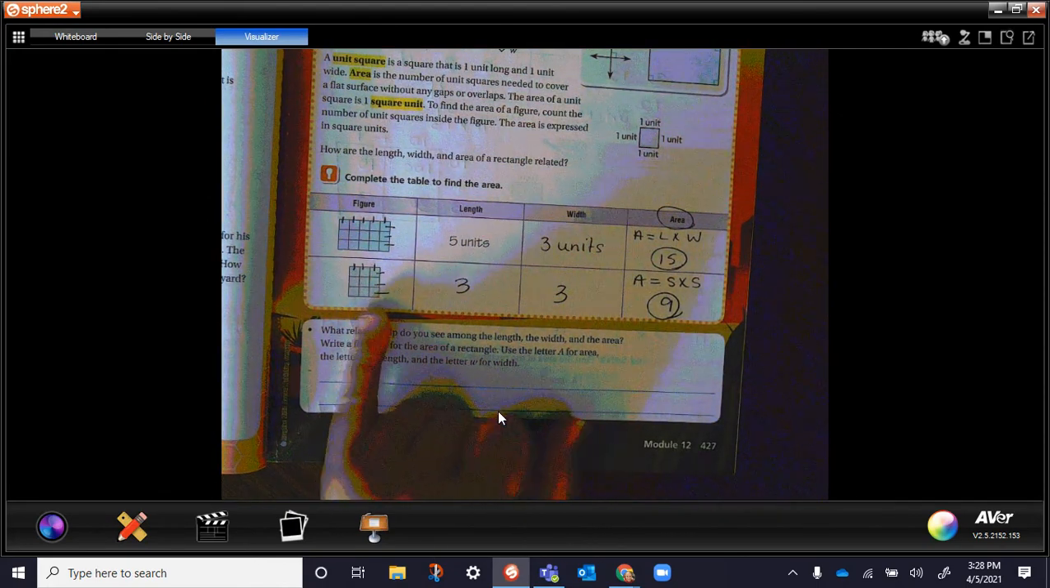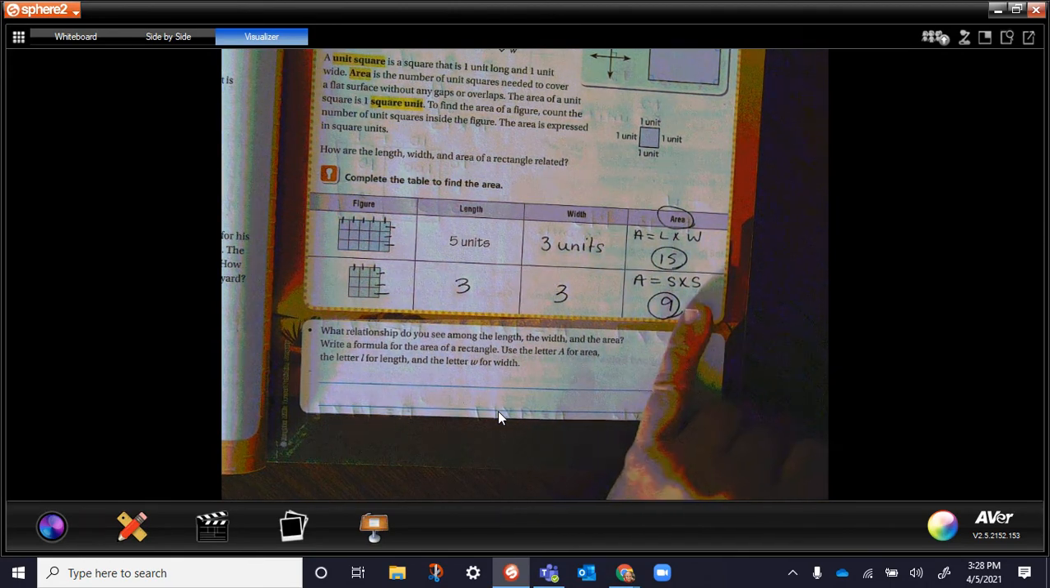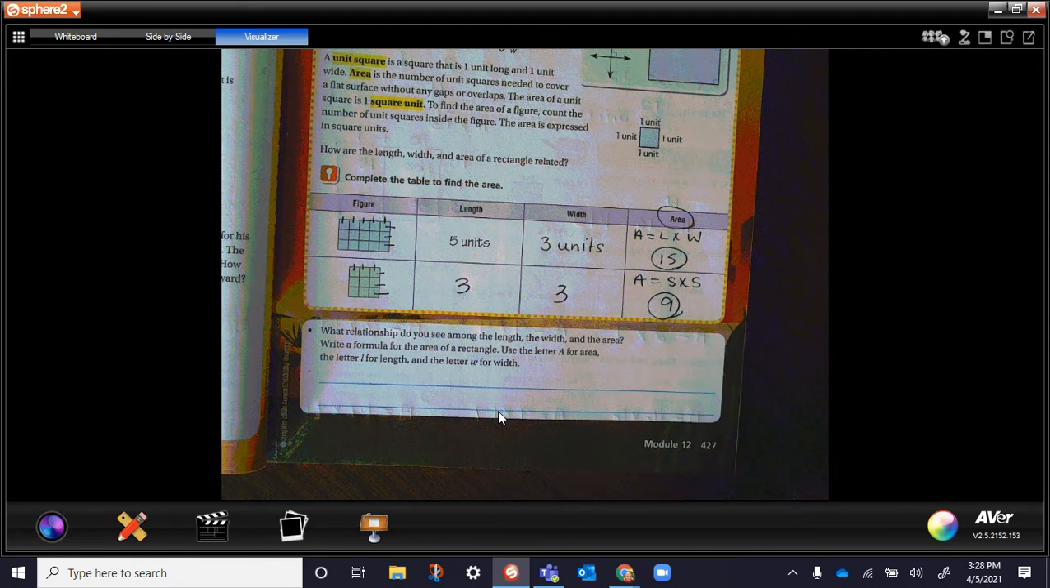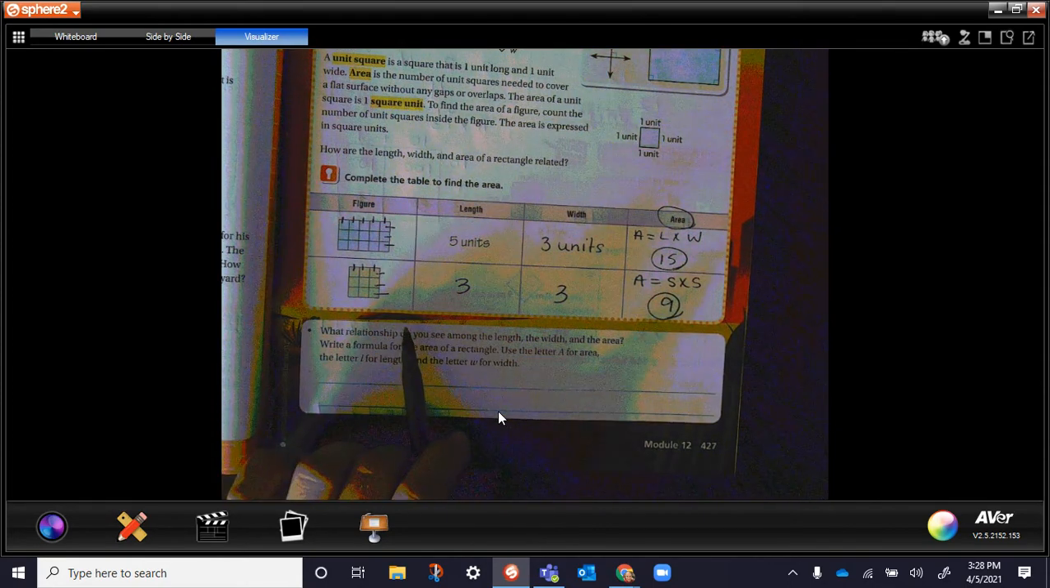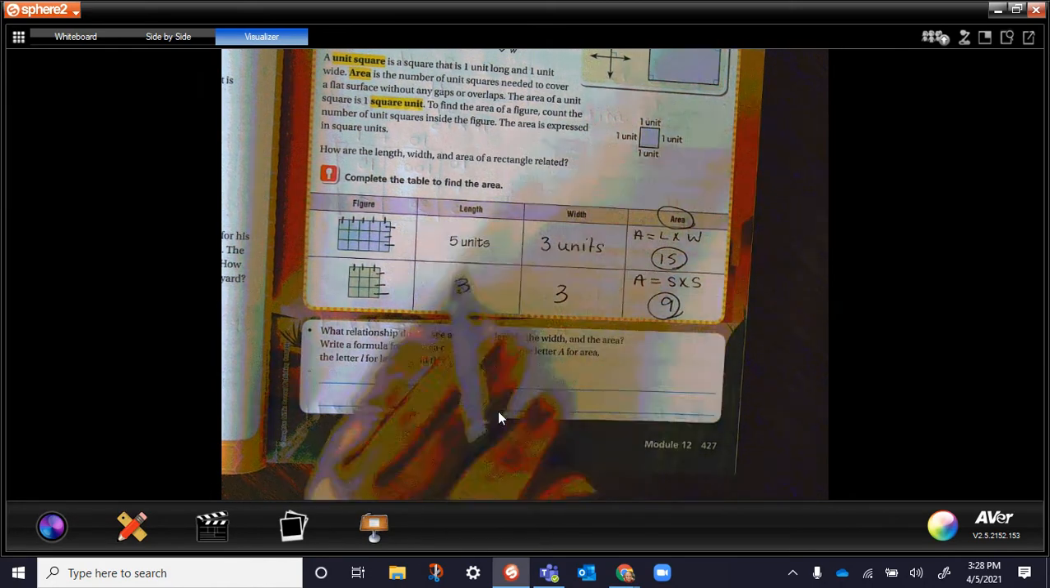Here, 3 by 3, multiply that. Now, this is a square, so instead of saying length times width, you can say side by side, but it means the same thing. You're still doing the length and the width. So if you just remember length times width, you will still get that same answer. But squares are all the same sides. That's why it says side times side. But 9 square units on that one.